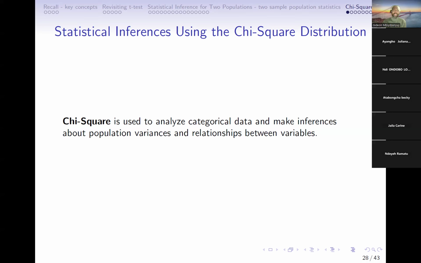Why and when should we use the chi-square? We use it to analyze categorical data, and it's also intended for inference about the population, the population variance to be specific, and relationships between variables. So the chi-square is used to analyze categorical data and make inferences about population variances and relationships between variables. What do we mean by this?